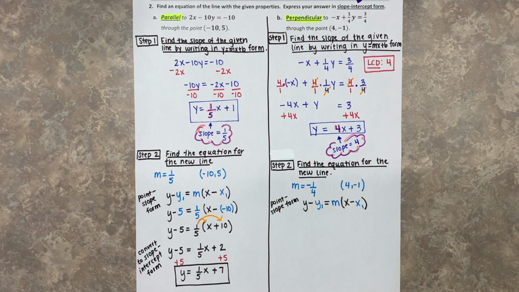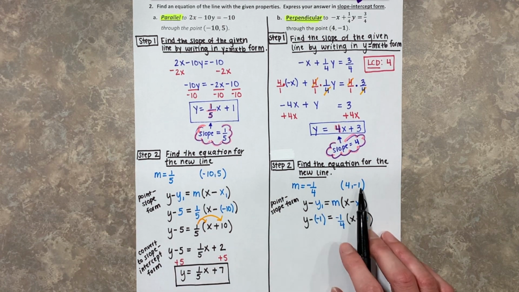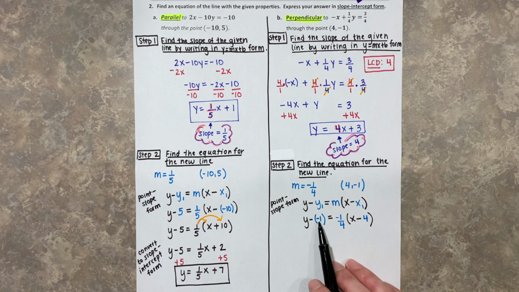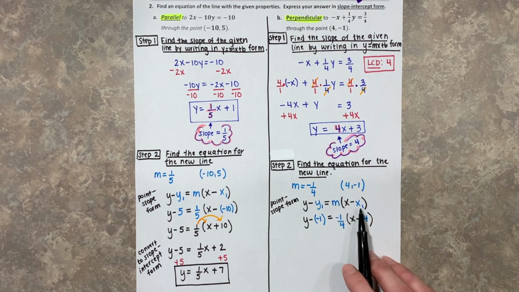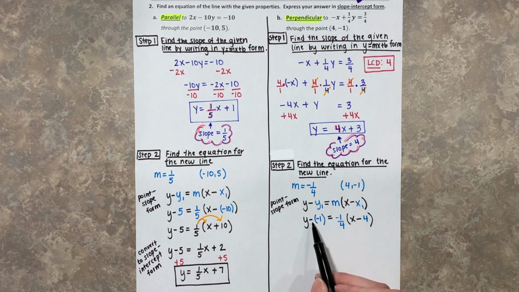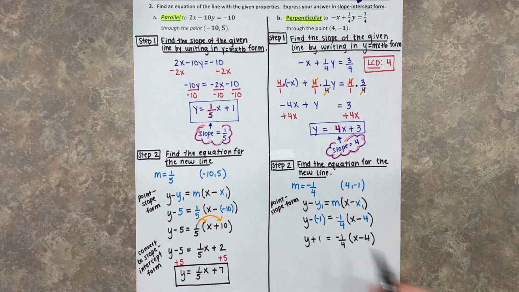So we're going to start by writing our line in point-slope form, which looks like this. We've plugged in -1 for y1, we've plugged in negative 1/4 for m, and we've plugged in 4 for our x1. Then let's rewrite this minus a negative as a plus. Now we've written our line in point-slope form. Now we need to convert it to slope-intercept form. To do that, we need to get rid of the parentheses and isolate y.